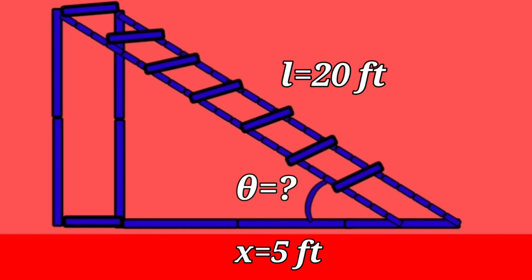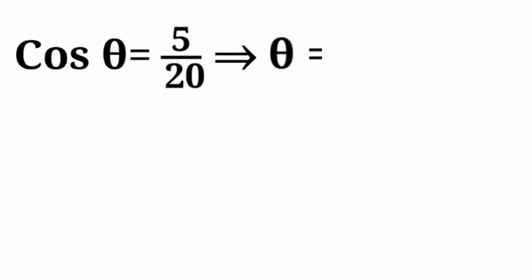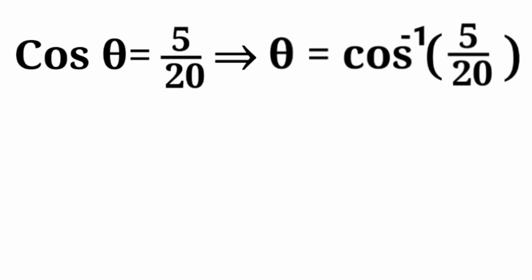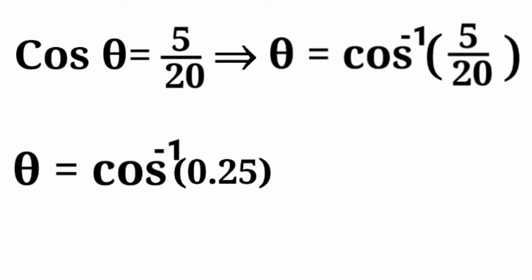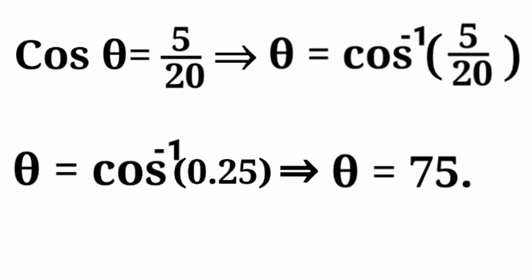Using this diagram, we find the angle of elevation, meaning inclination, by using the formula cos theta is equal to base over hypotenuse. Here cos theta is equal to 5 over 20, that is theta is cos inverse 5 over 20. Dividing 5 by 20, theta is equal to cos inverse 0.25. It means theta is equal to 75.5 degrees. It is the angle of elevation.